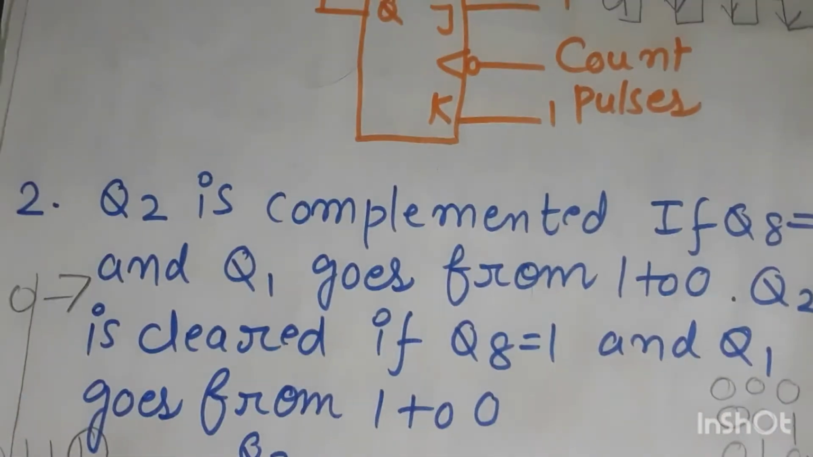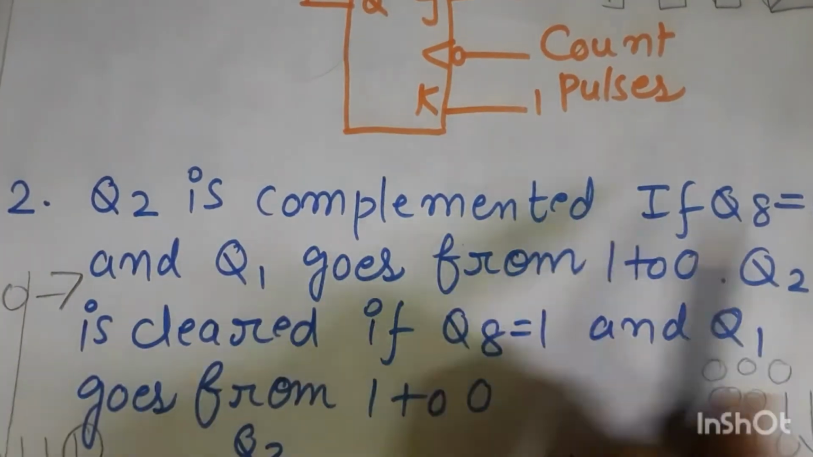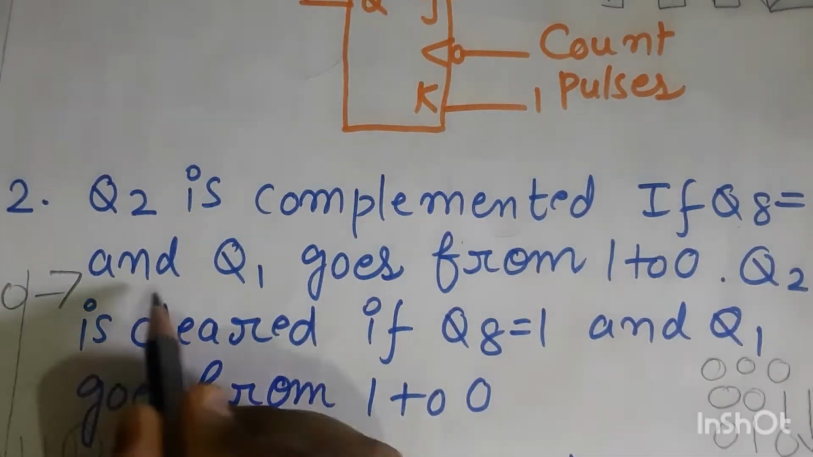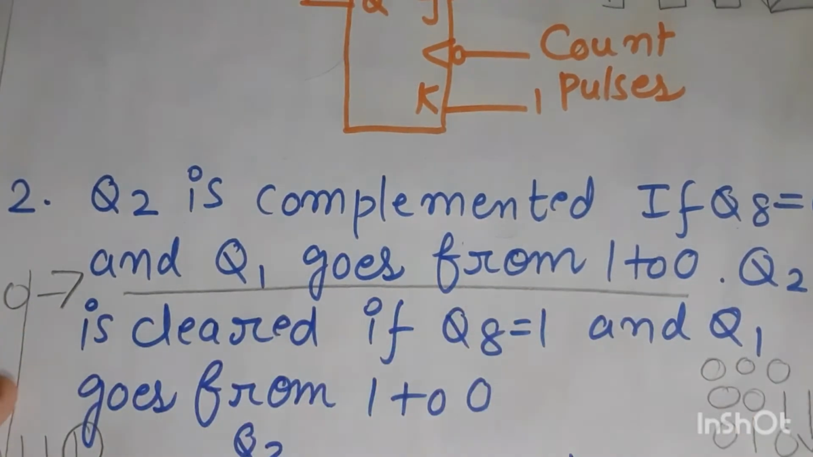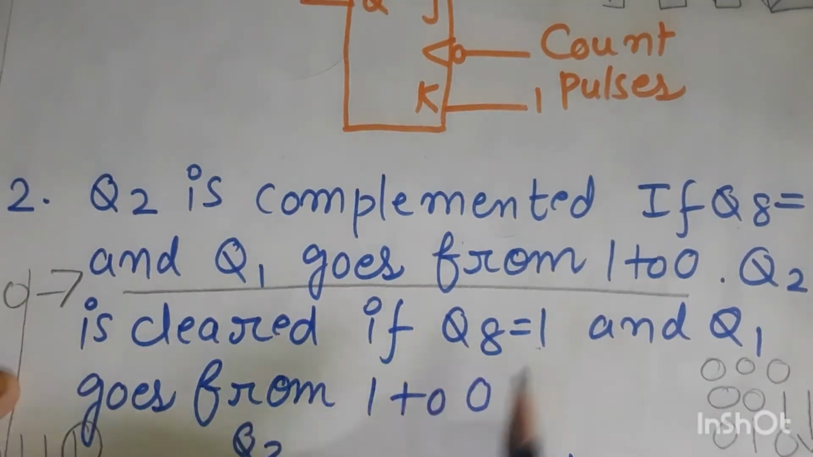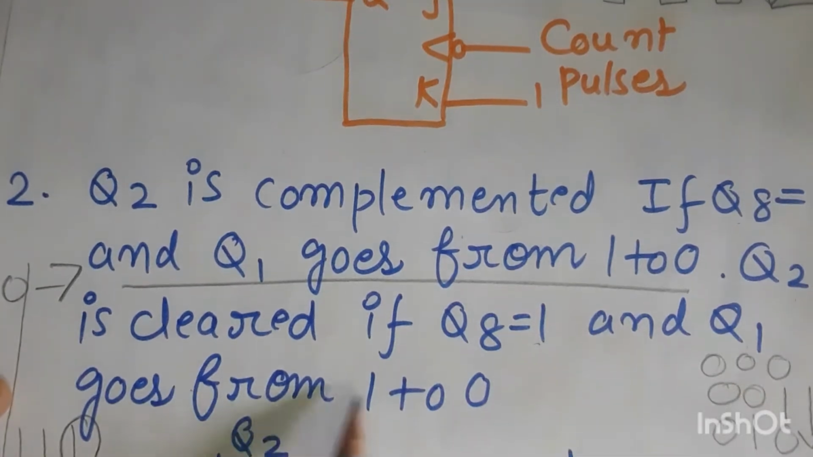So Q2 is complemented if Q8 is 0 and Q1 goes from 1 to 0. So the first condition is clear to me. Then Q2 is cleared if Q8 is 1 and Q1 goes from 1 to 0.